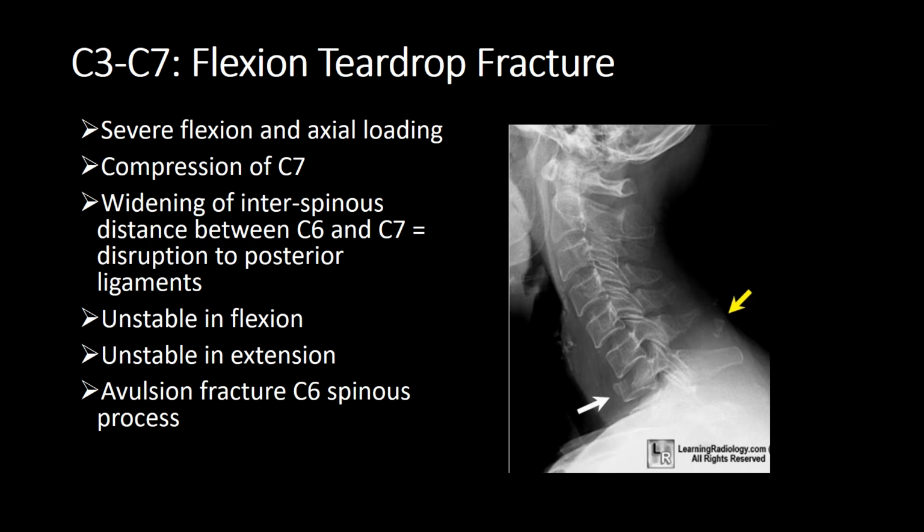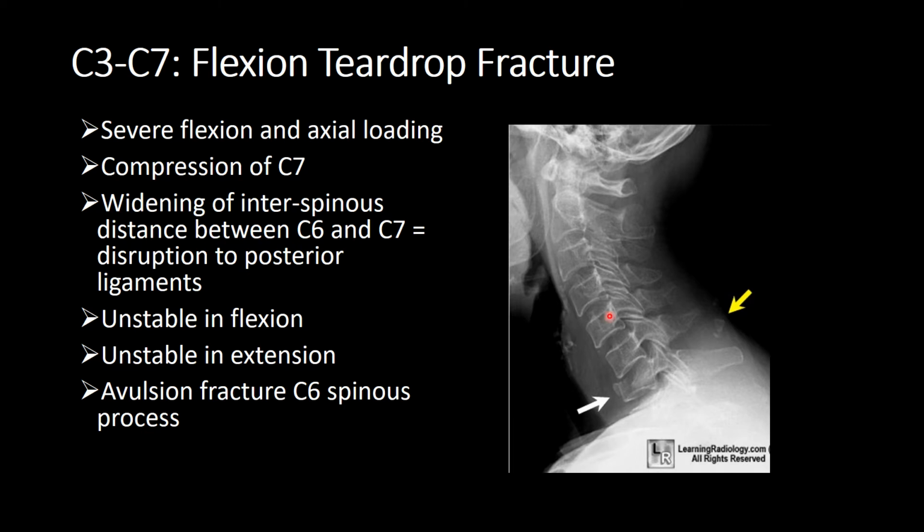So the flexion teardrop fracture, this is a highly unstable injury caused by severe flexion and axial loading. So if we think back to our 3 columns of Dennis, there is disruption to the anterior column and there is disruption to the posterior column. So this is a highly unstable injury.